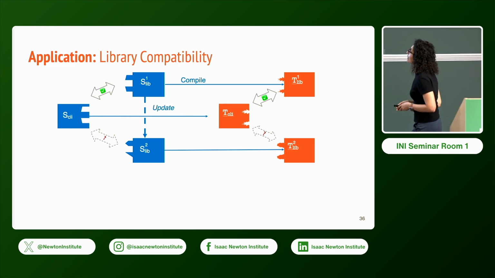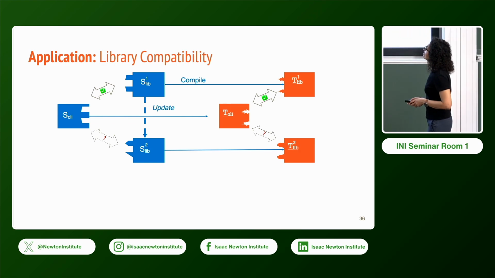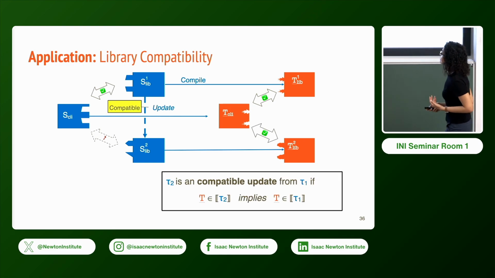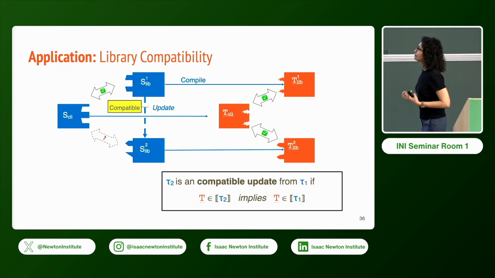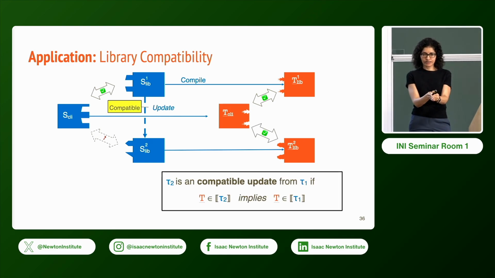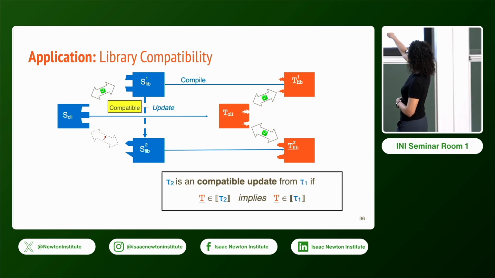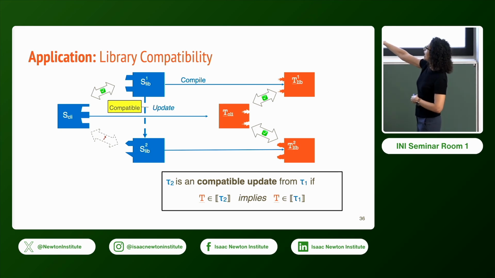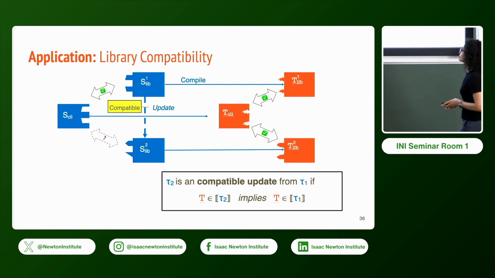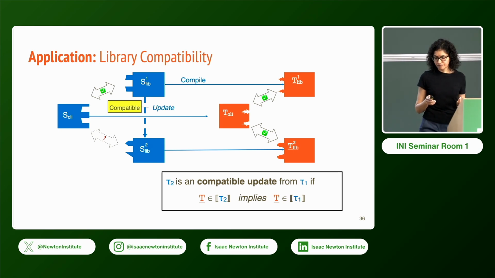You can do library compatibility. If I update my slib1 to my slib2, moving from an interface where I supported a tau1 interface to a new one where I'm supporting something tau2, then tau2 is a compatible update from tau1 if any target code that satisfies tau2 also satisfies tau1.